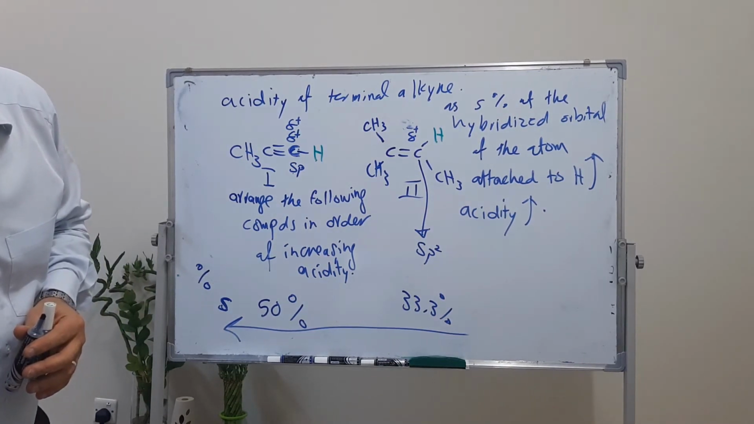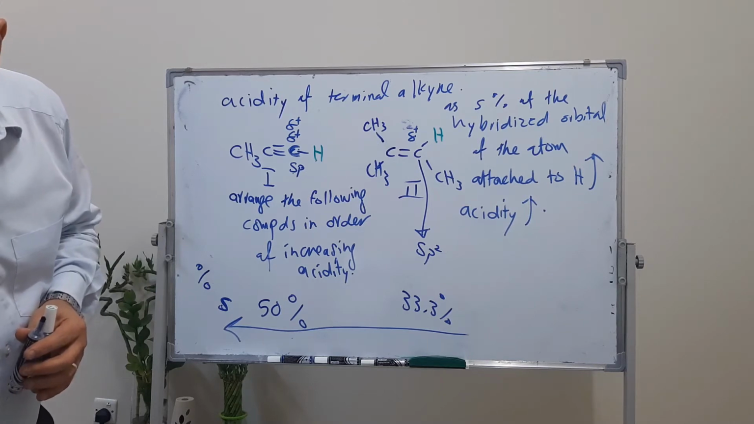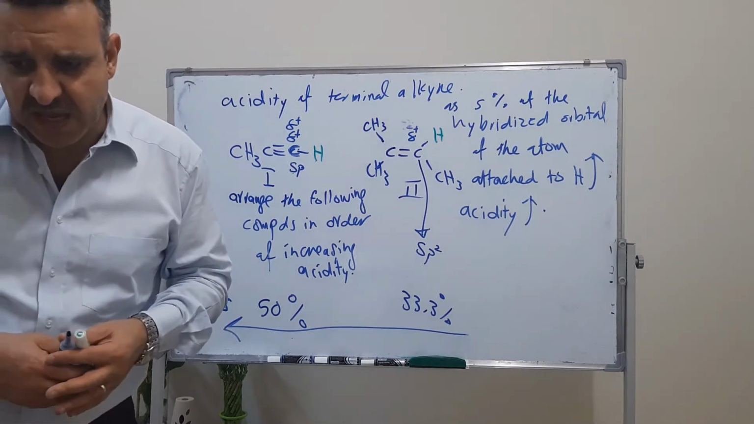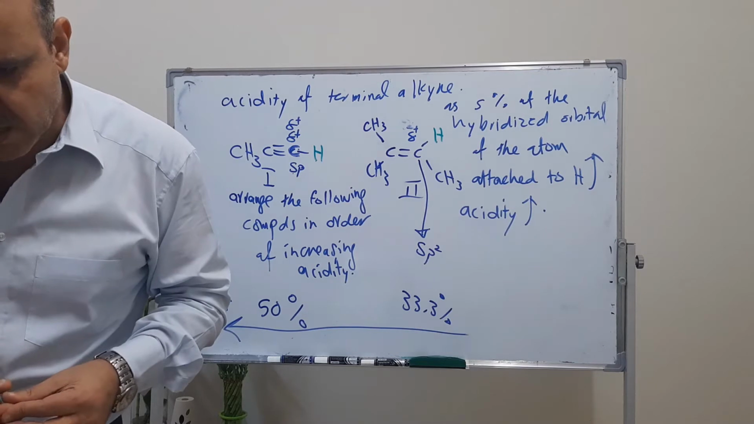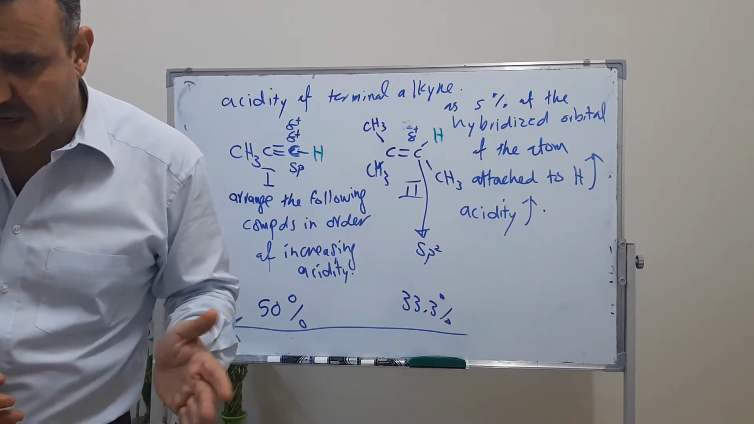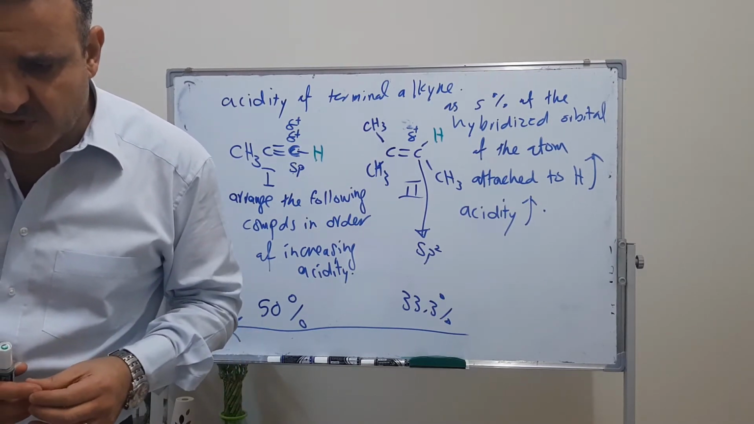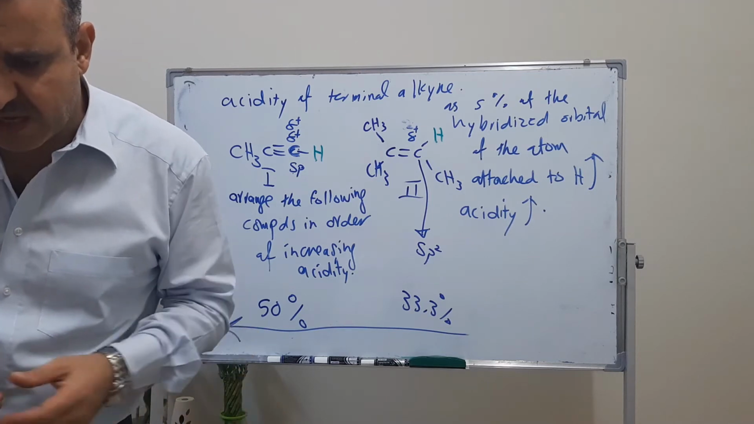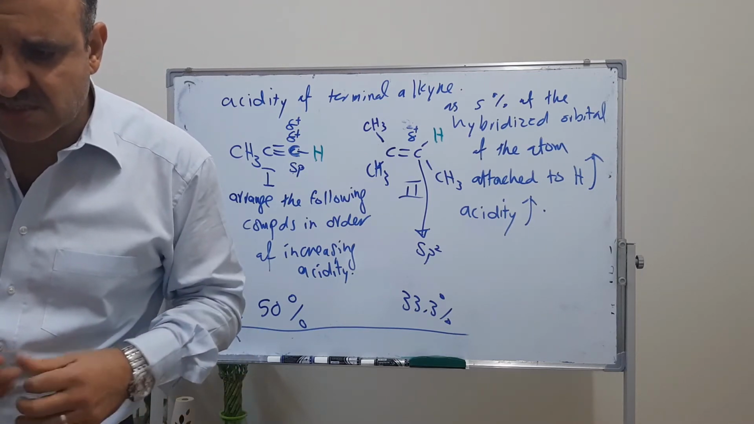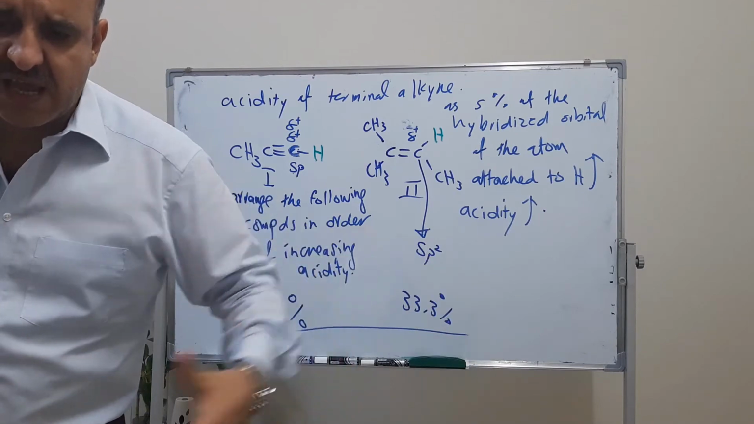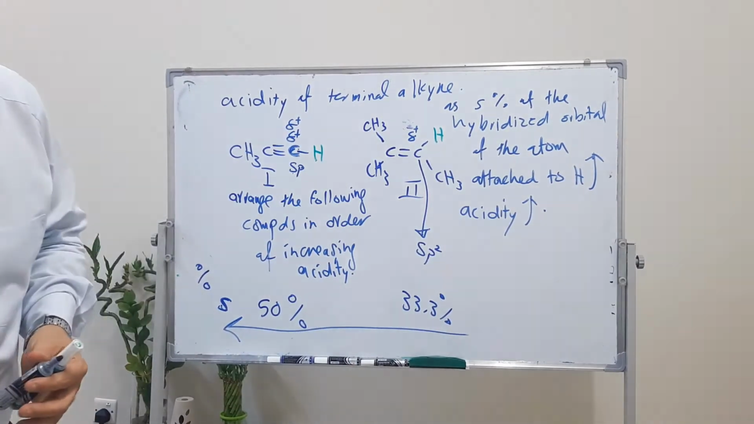Is that clear? As you can see in the table, the pKa for the alkyne is 25. This is for a terminal alkyne, of course, remember. For alkene it is 44, and for alkane it is 60, which is a huge difference in the acidity of the three classes of compounds.